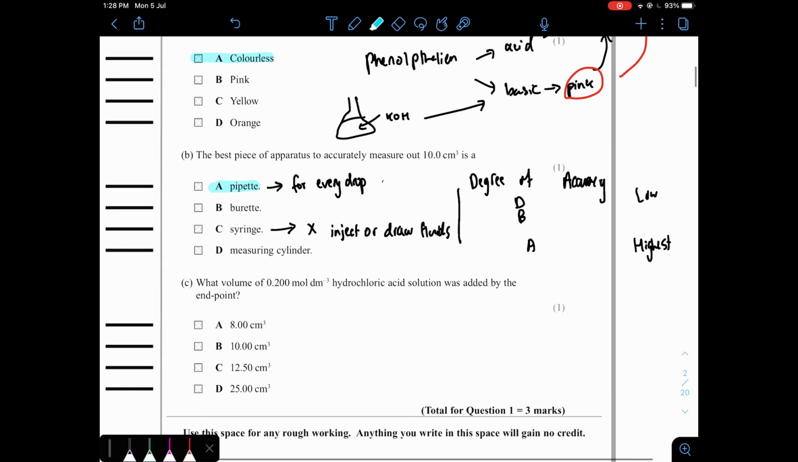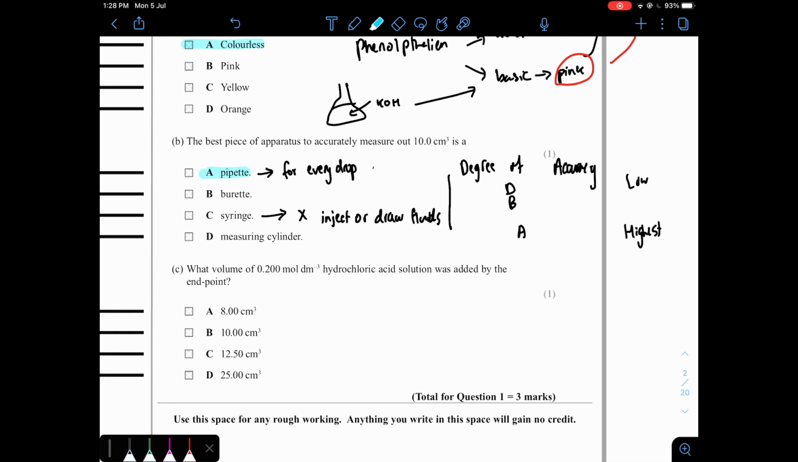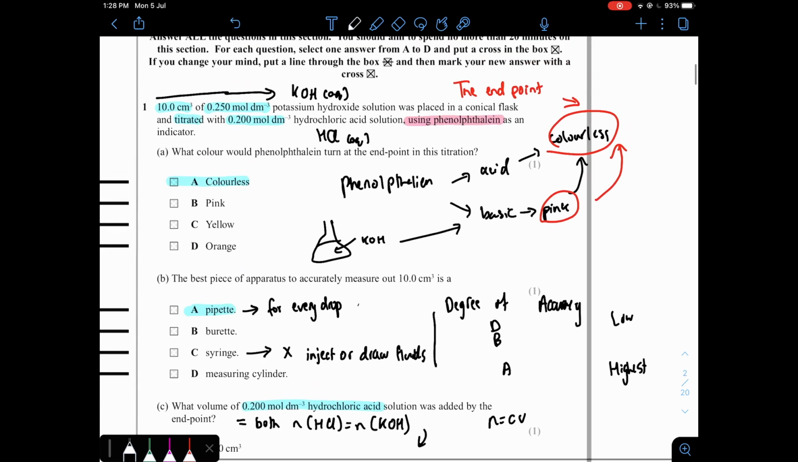All right. What volume of 0.2 mol dm⁻³ of HCl was added by the endpoint? In order to find the endpoint volume, we know that at the endpoint the moles of HCl and KOH, the potassium hydroxide, are equal. So if we find one, we can find the other. We can easily find the moles of KOH. The equation n equals CV comes into play. What's the concentration of KOH?